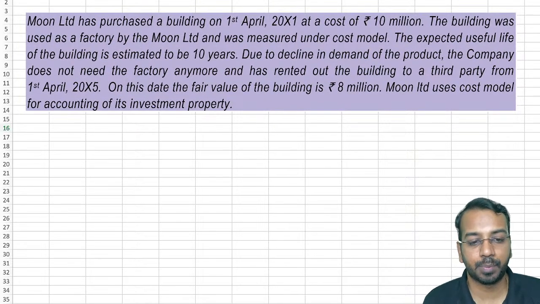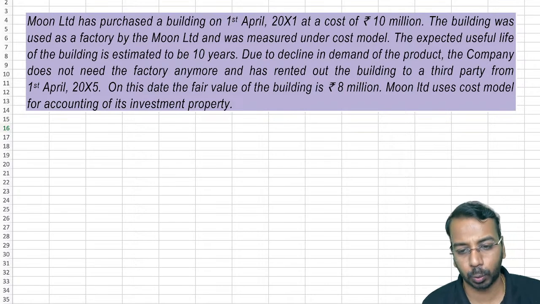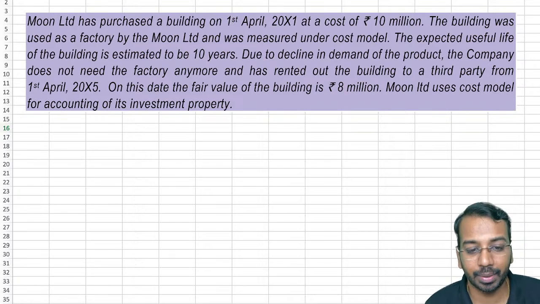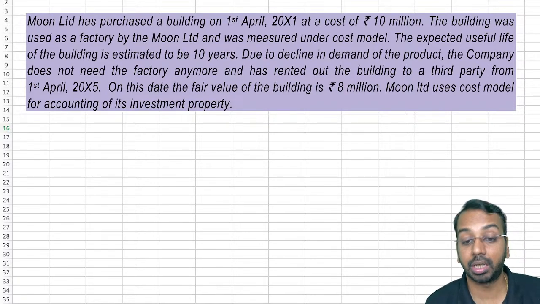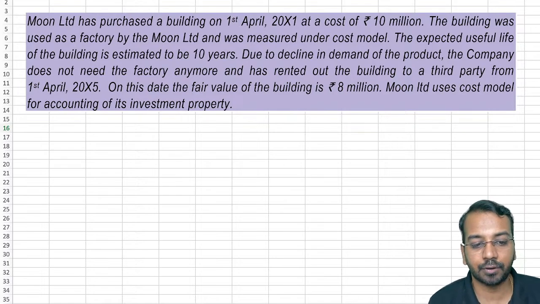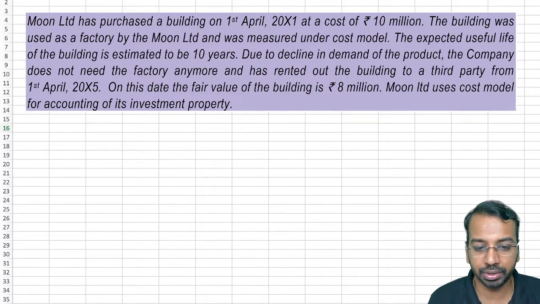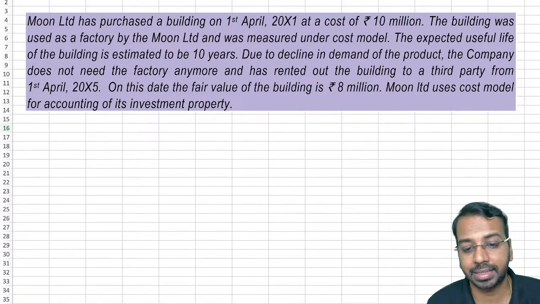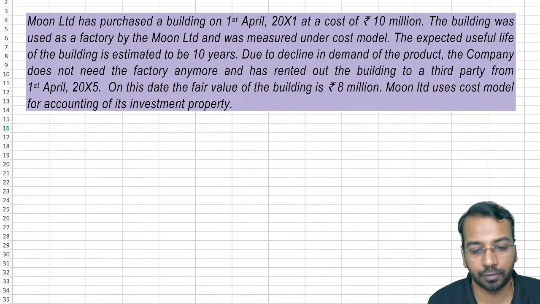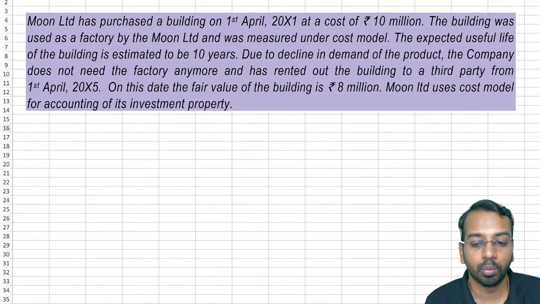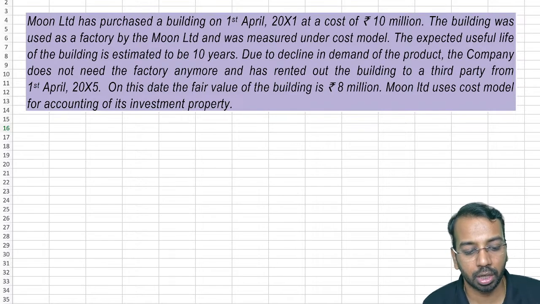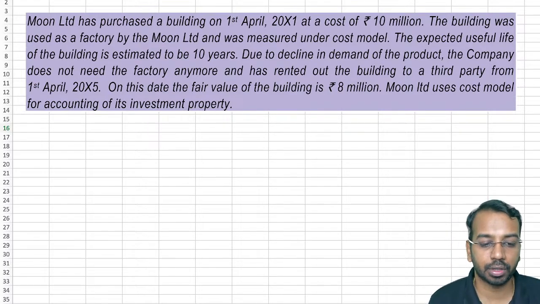Moon Limited has purchased a building on 1st of April of year 1 at a cost of 10 million. 10 million is 1 crore. The building was used as a factory by Moon Limited and was measured under the cost model. The expected life of the building is estimated to be 10 years. Due to a decline in demand of the product, the company does not need the factory anymore and has rented out the building to a third party from 1st of April. On this date, the fair value of the building is 8 million. Moon Limited uses the cost model for accounting for investment property.